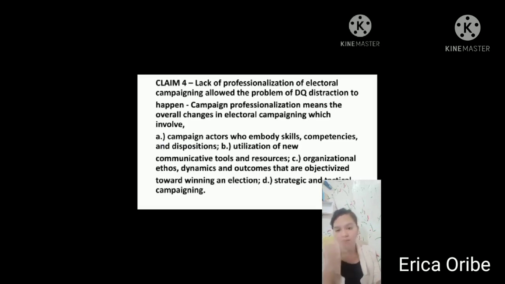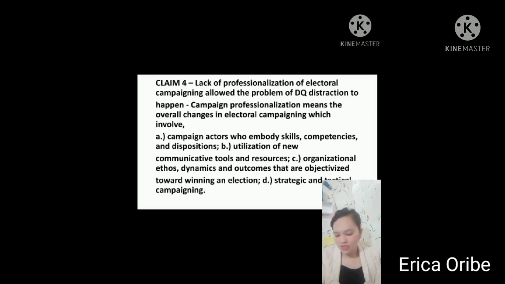So in claim number 4, we can understand the lack of professionalization of the electoral campaigning, that it allows as a problem and a distraction happen to Poe. So Poe is relatively weak on these 4 areas.